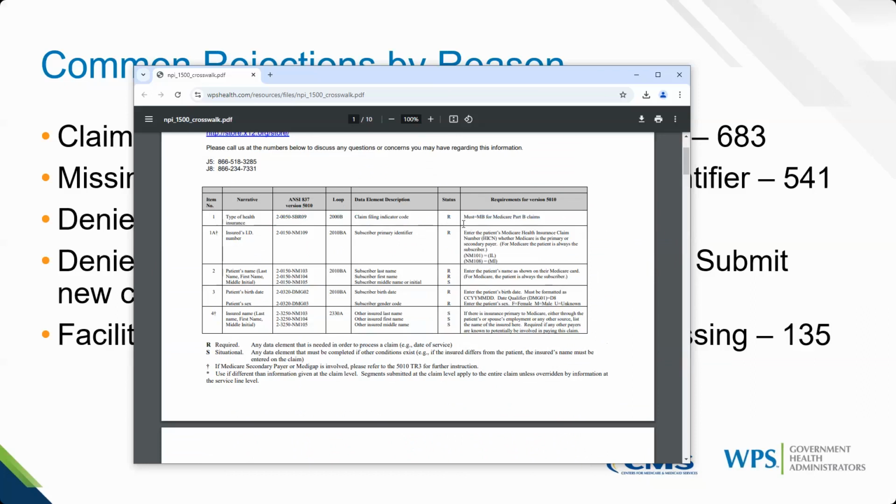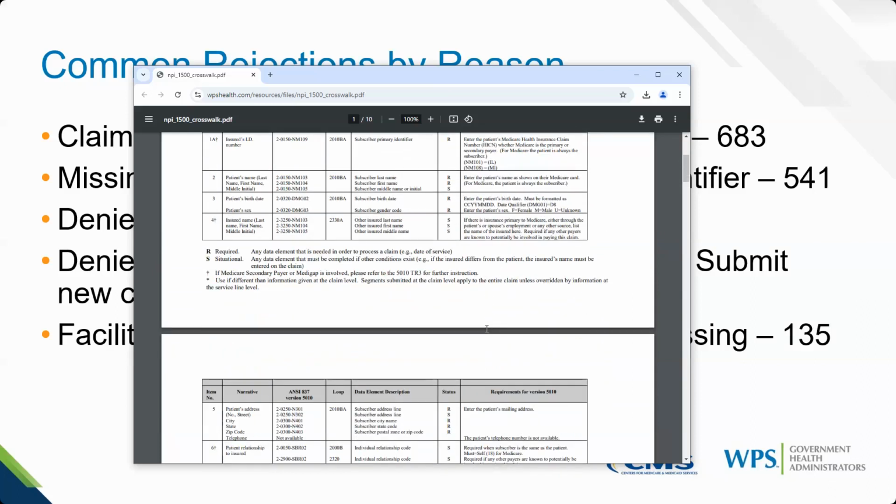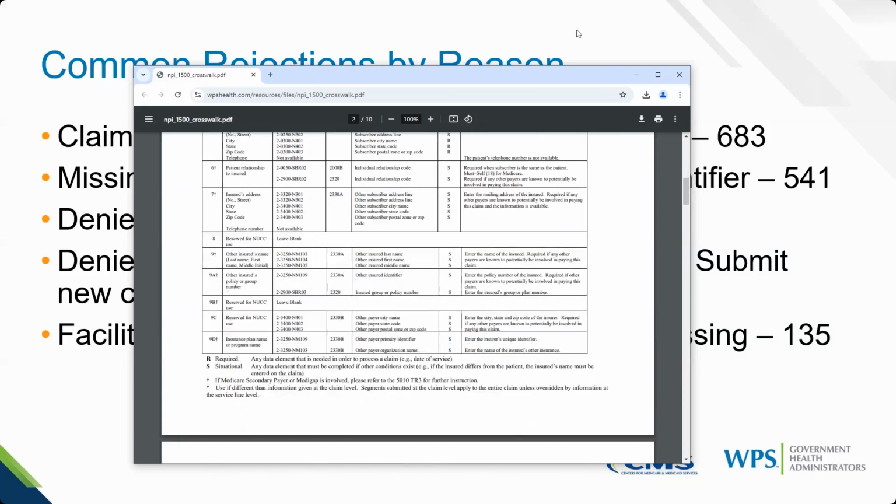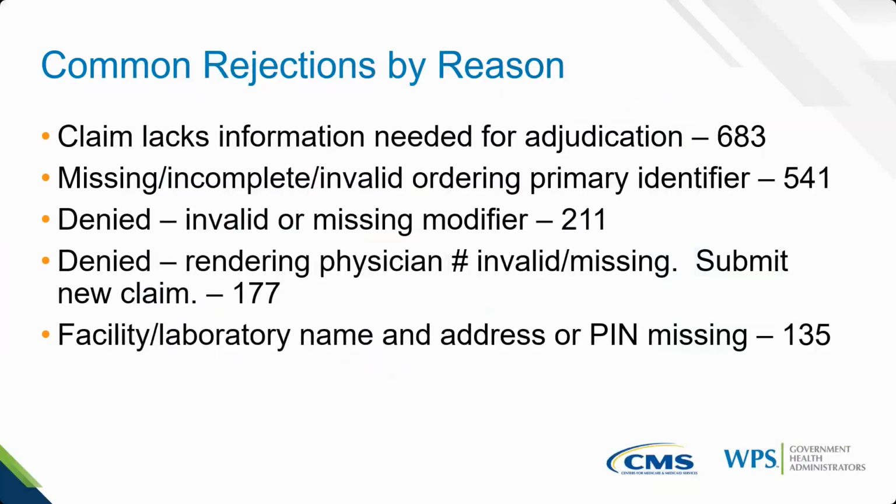One of the things I want to point out to you here is that this status code column shows an R, and sometimes it shows an S. Well, what does that mean? It tells you right here. An R means that the data element is needed in order to process the claim. If it's not there, it's unprocessable. It's rejected. An S in that status column means that the data element must be completed, but only if other conditions exist. So this is a situational status for that particular item. So a great tool that will be helpful for you to help avoid those unprocessable or rejected claims.